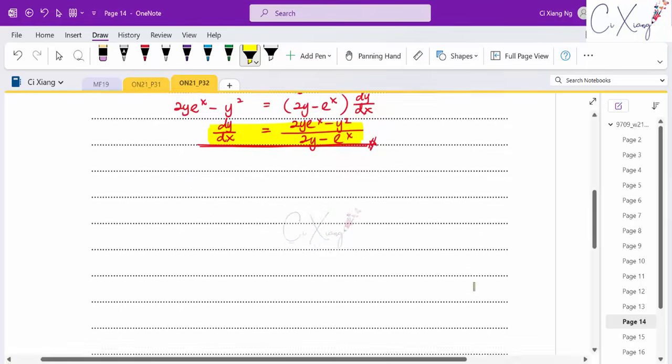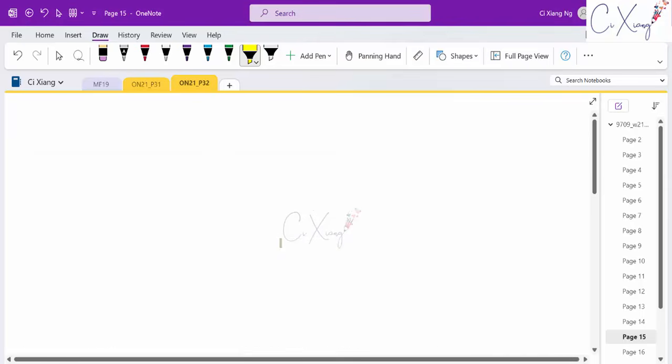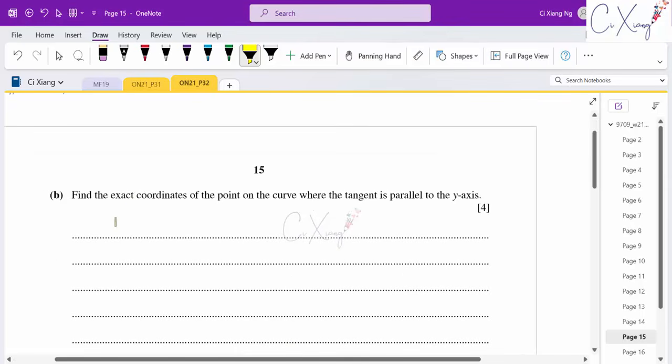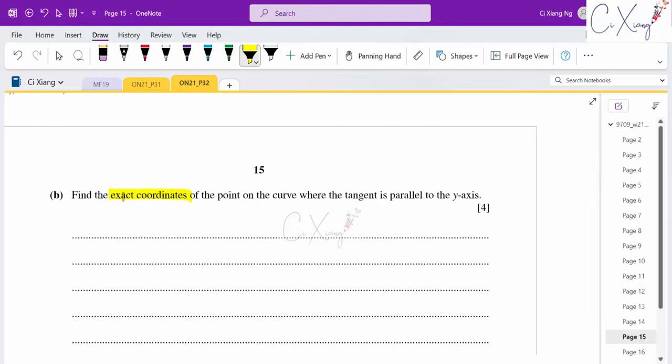All right, now how about part B? For part B, they want you to find the exact coordinate. Please highlight the keyword exact coordinates. That means your final answer should be in either short form, long form, or surd form. It shouldn't be a long decimal number. The exact coordinate of the point on the curve where the tangent is parallel to the y-axis.